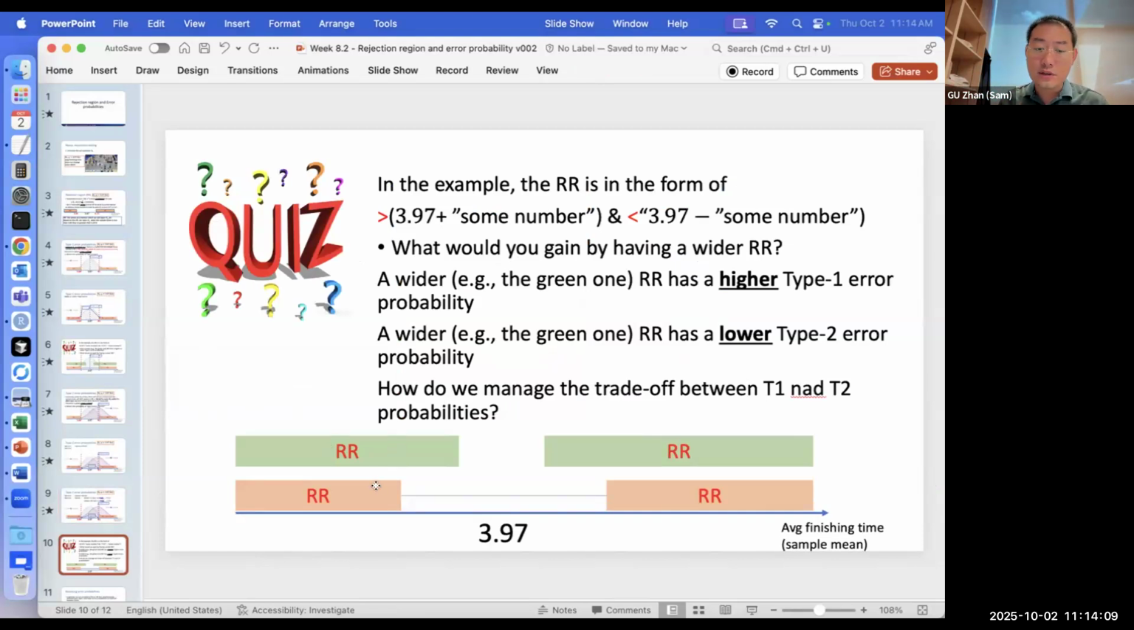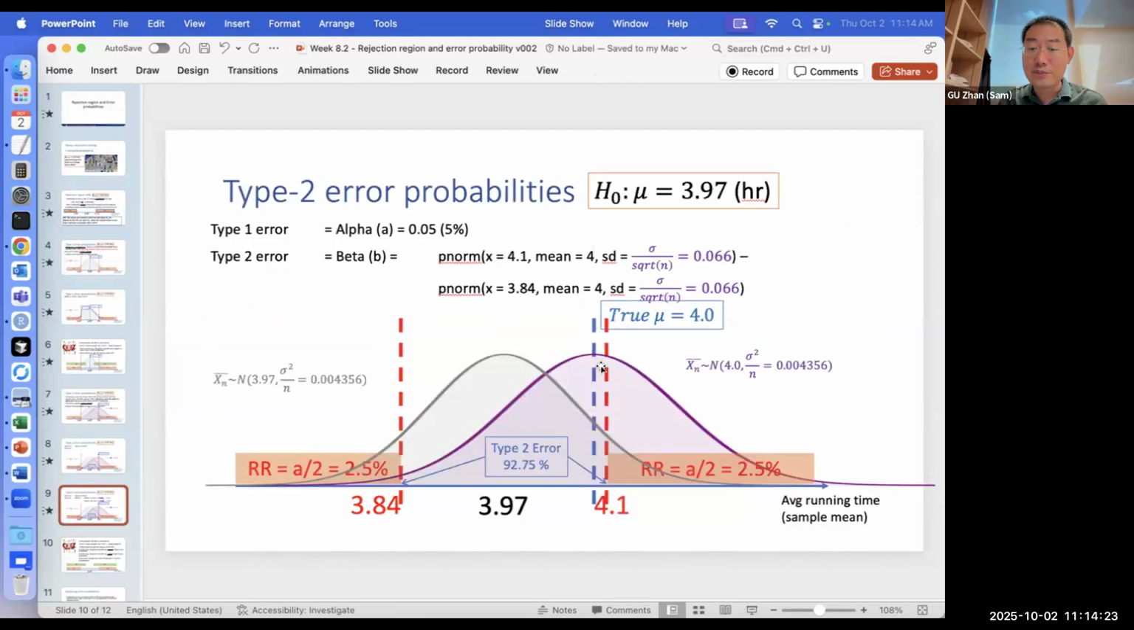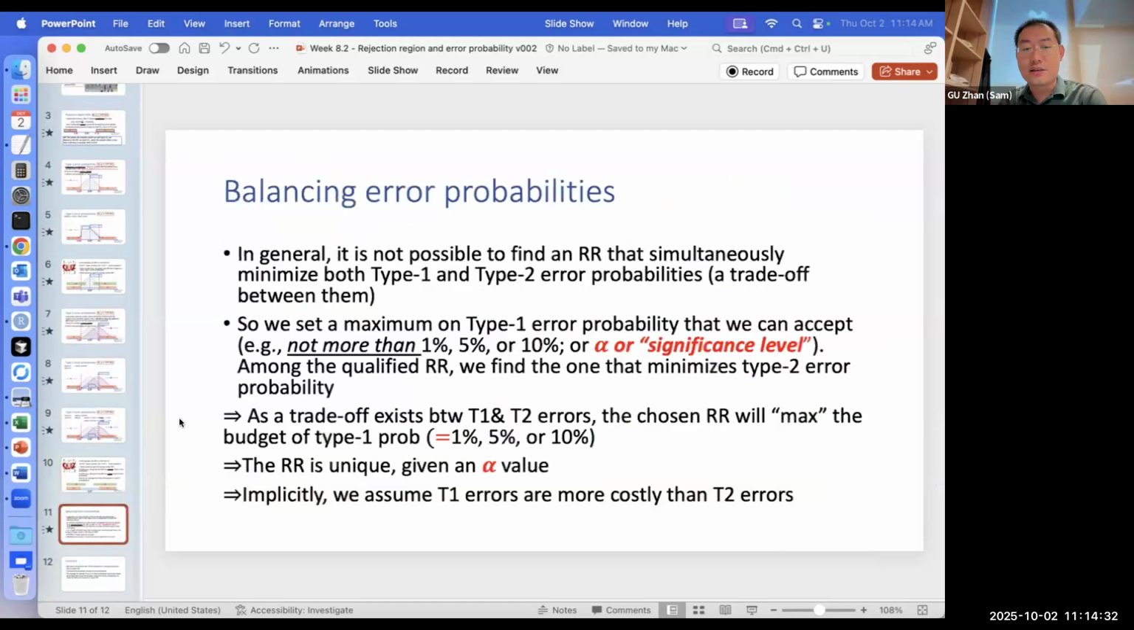If your rejection region goes from large to small, then your type 1 error alpha gets smaller. Since the confidence interval region gets larger, the area that covers the purple curve gets larger. So your type 2 error goes higher. Okay, so these are the few key things that you need to be aware of. It will take some time for you to digest.